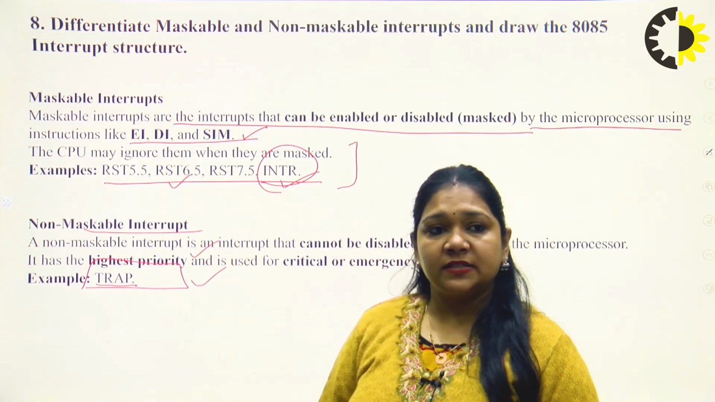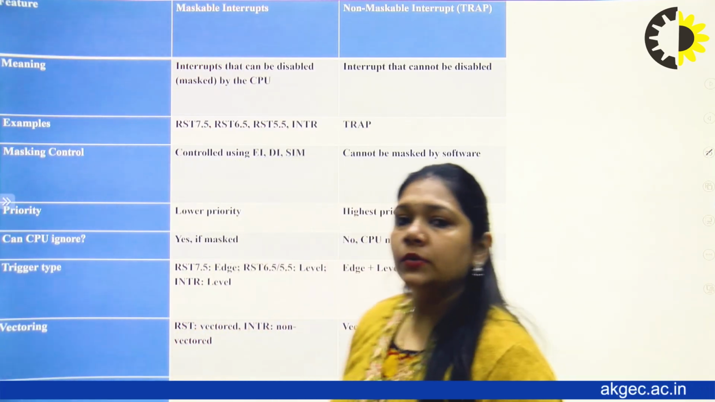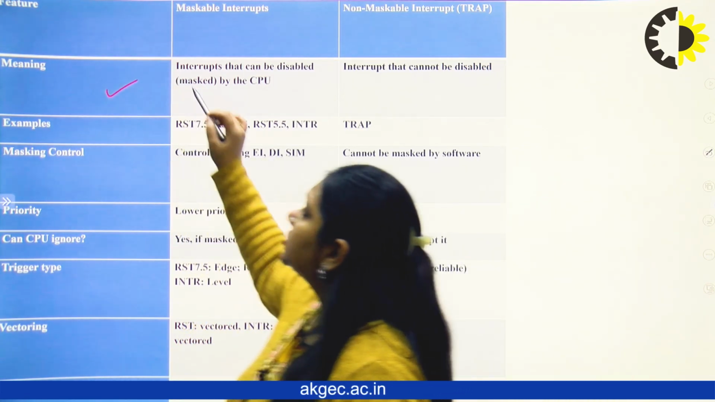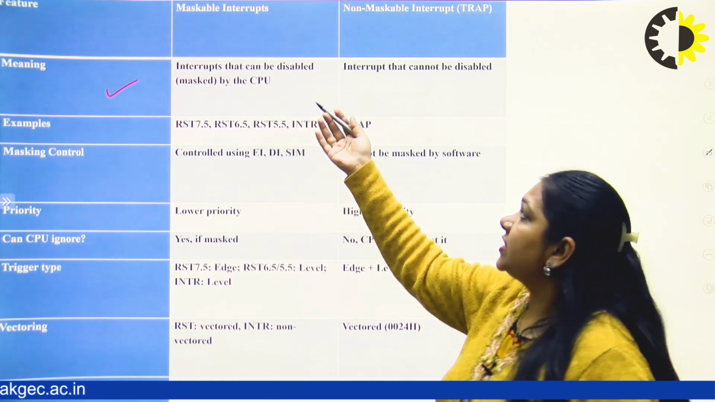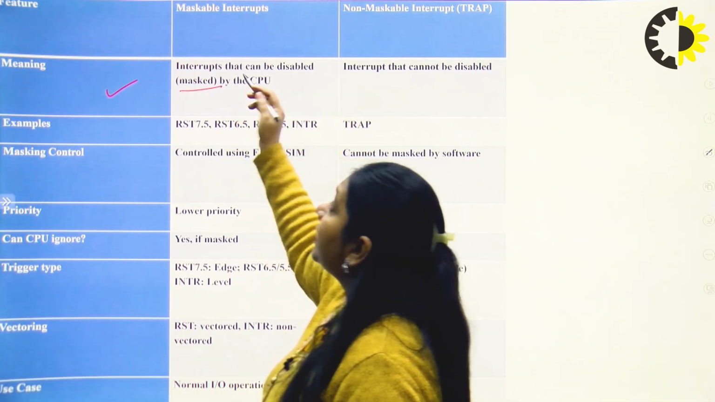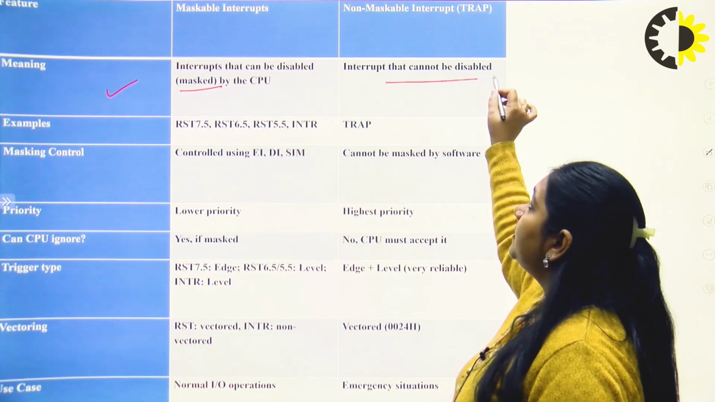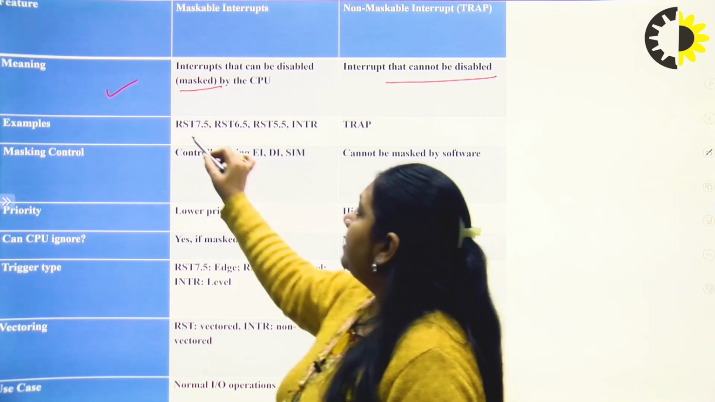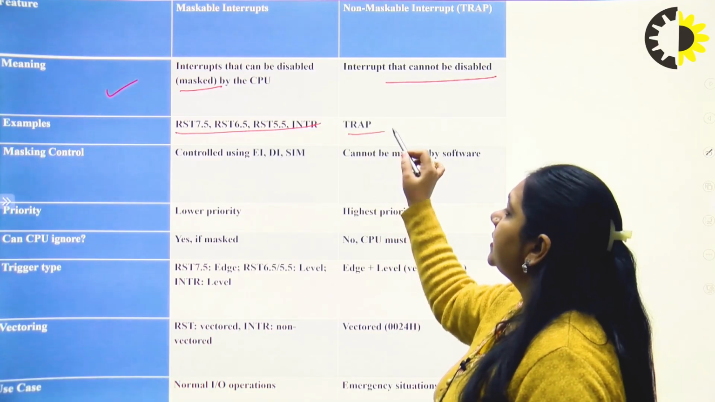So this is the non-maskable interrupt, and if we see the difference between the interrupts, we can look closely at this table which we have prepared. As for the meaning, interrupts which can be disabled or enabled by the CPU, or I can say can be masked, are maskable interrupts. Those which cannot be disabled or masked are non-maskable interrupts. For example, RST 7.5, 6.5, 5.5, INTR, and here it is TRAP.